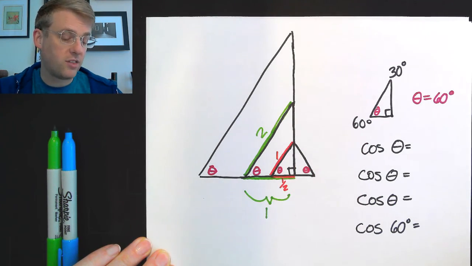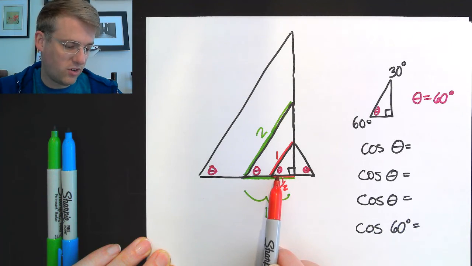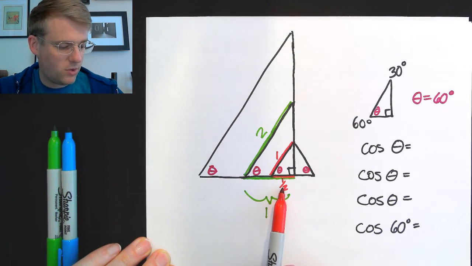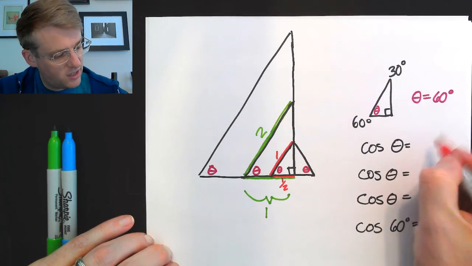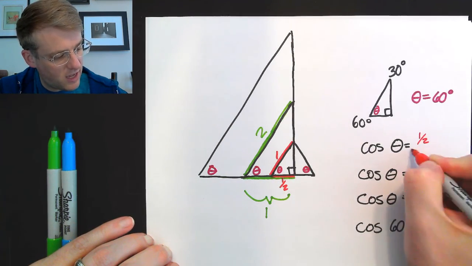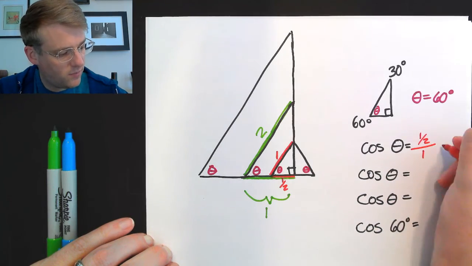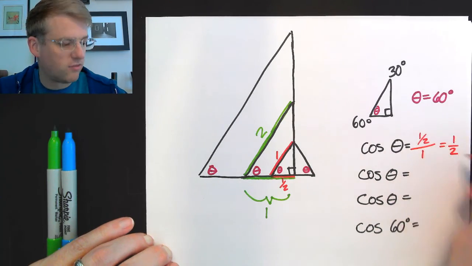If we want to write the cosine of theta, like we've done many times before, we would take the adjacent leg and divide it by the hypotenuse, just because that's the definition of cosine. The adjacent is 1/2, the hypotenuse is 1, which gives us a cosine of 1/2.